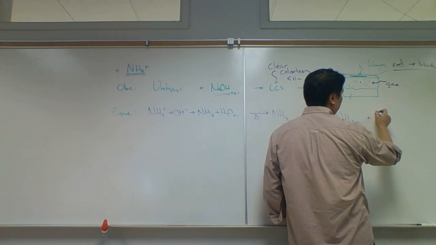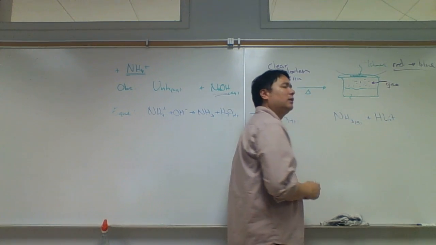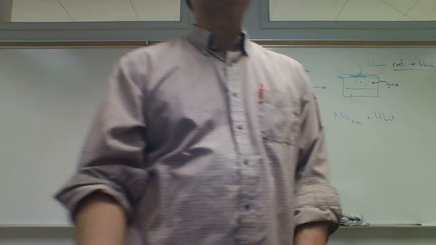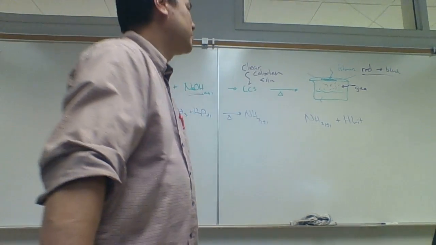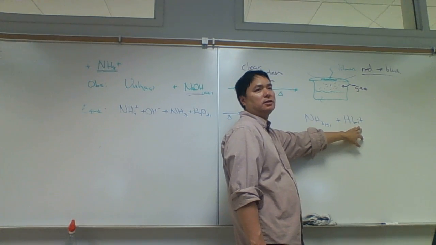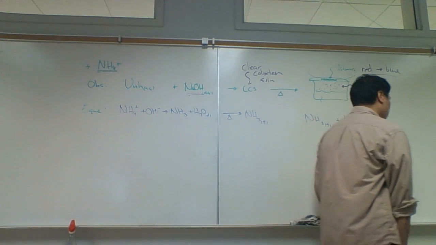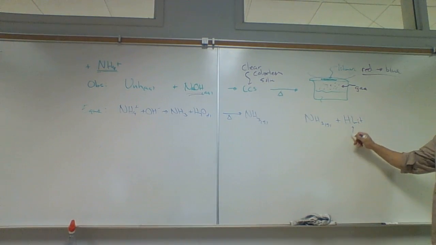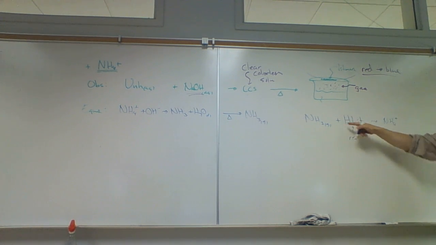Litmus can be written HLit. Litmus is an organic acid in red form, except the anion is kind of complicated, so we'll just use the abbreviation Lit for the anion. It's an acid, and what do acids do? Well, this is red. They undergo a Bronsted acid-base reaction, a proton transfer. So on the litmus paper itself, the ammonia will be neutralized by the litmus, forming ammonium.